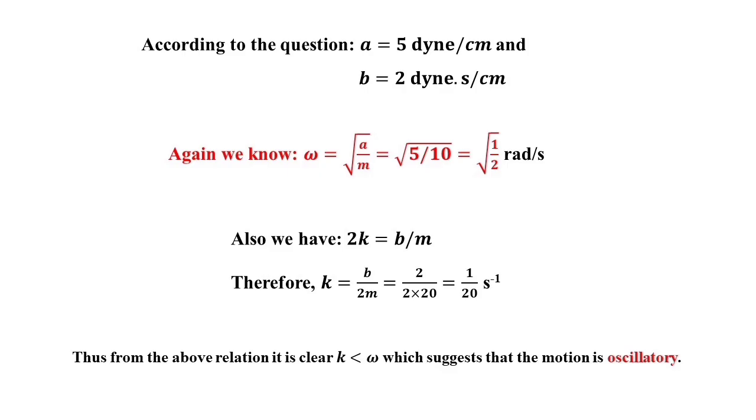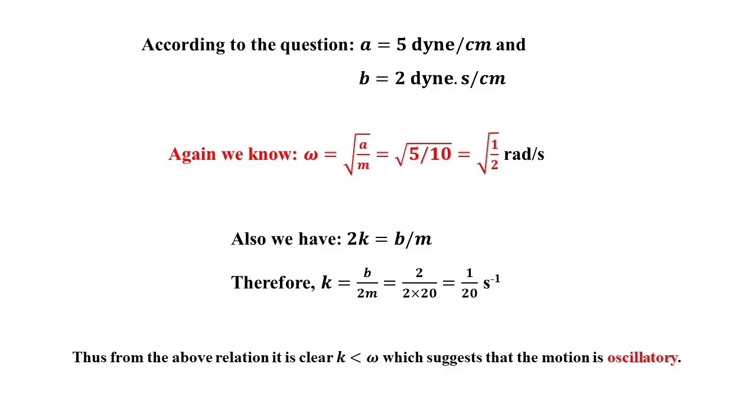Now just comparing the expression of restoring force and the resisting force, we get the value of A is 5 dyne per centimeter and B is 2 dyne second per centimeter from the given data of the numerical. And we know from our earlier knowledge the expression of angular frequency can be written as omega is equal to root over of A by M. So now if we put back the values of A and M there, we get omega is equal to 1 by root 2 radian per second.